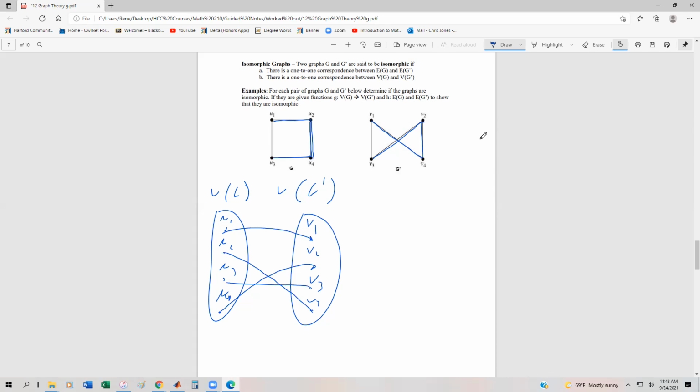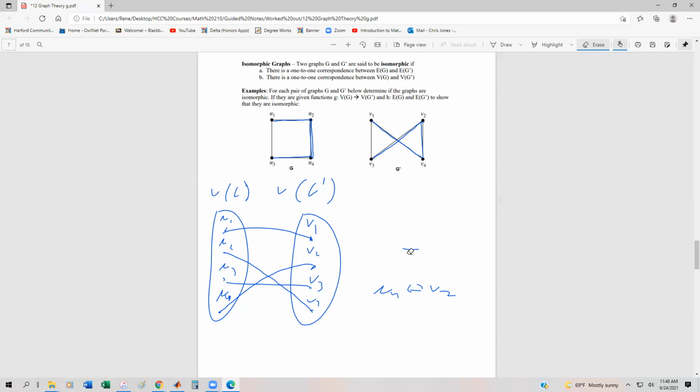So that could be a mapping, or if you wanted to write it this way, U sub 1 maps to V sub 1, U sub 2 maps to V sub 4, U sub 3 maps to V sub 3, and finally U sub 4 maps to V sub 2. That could be another way to write it. I'm just going to keep it in this mode just to make it easier for us to see, and that's perfectly fine.